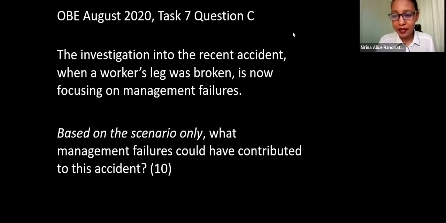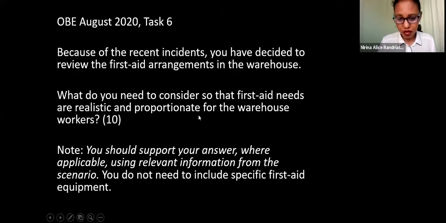Okay, so the other question was something similar. What if the question tells me to, here, another question, let's read the question. Again, all the example questions here are taken from the OBE from August 2020. This is task number 6.